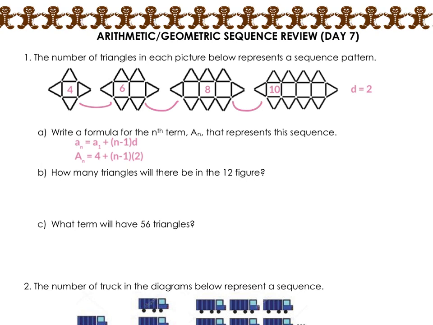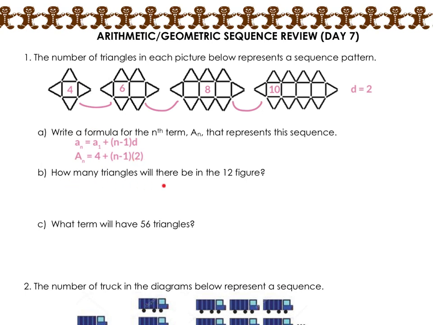So when I look, I knew the first term was 4, so I put in 4 as my first term, plus n minus 1 from the formula. The common difference was 2, so I put the 2 there. It's adding, that's why it's a positive 2. And remember to put that in parentheses, because if it is a negative, we want to know that it's multiplying by a negative 2, not just subtracting 2 at the end.